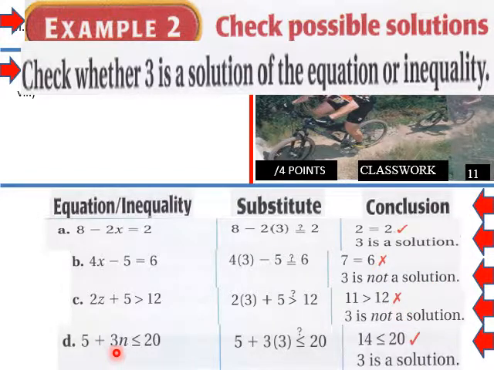And then here for d, 5 plus 3 times 3, is that less than or equal to 20? Yeah, it is actually. So that would be part of the solution for this inequality here.